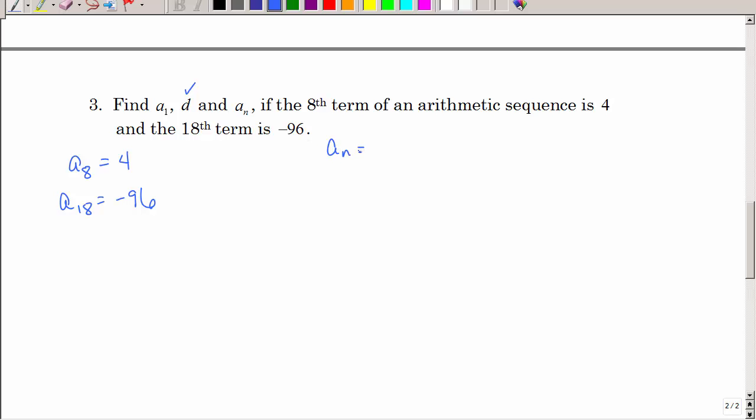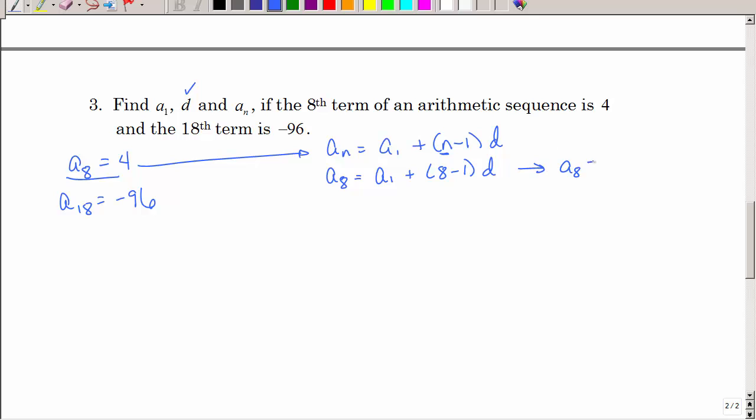So remember my formula? Well, let's take this and apply it to there. So n is 8. I don't know the first term. And again, what is n? It's 8. And I don't know the common difference. So I'm going to write it like this. a1 plus 7d. But wait a minute, I think I know one more thing. I know what a sub 8 equals. So I can replace that with what it's equal to. 4.